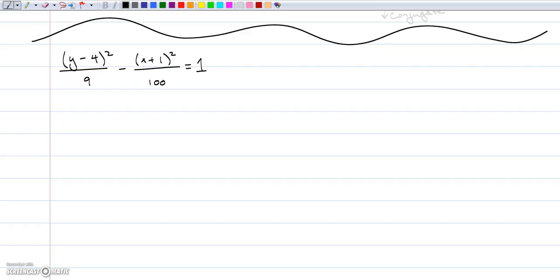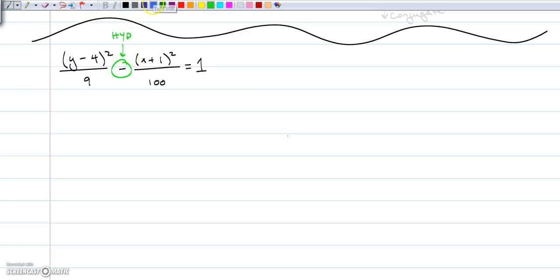So, next hyperbola coming to you is (y minus 4) squared over 9 minus (x plus 1) squared over 100, and that all equals 1. A couple things just took place right there. First of all, you have the squares, you have fractions, a minus in the middle. That's how you know it has to be a hyperbola. Big deal right here. This is a huge piece. It means it has to be a hyperbola.